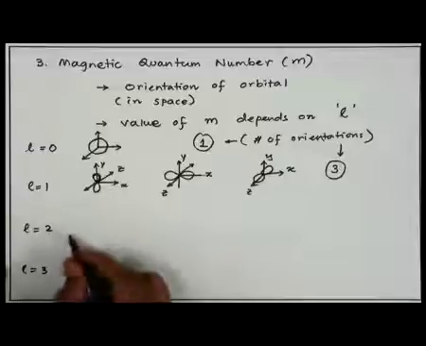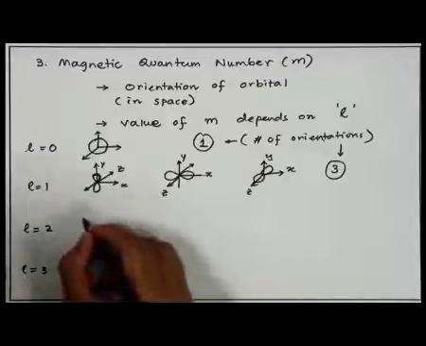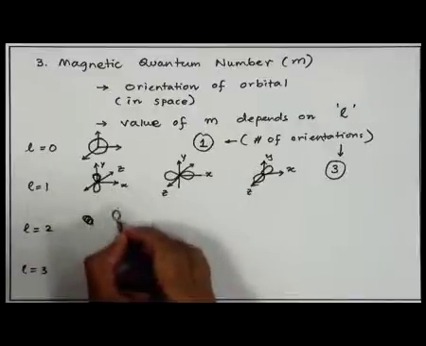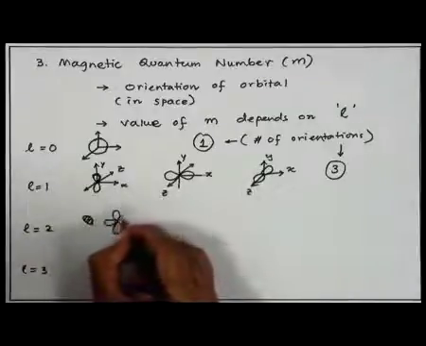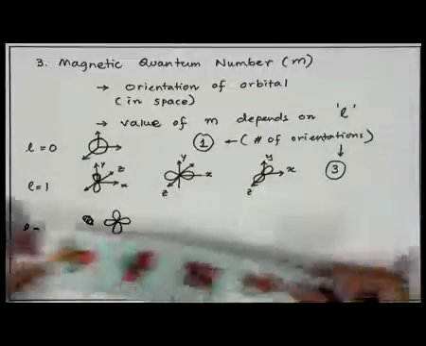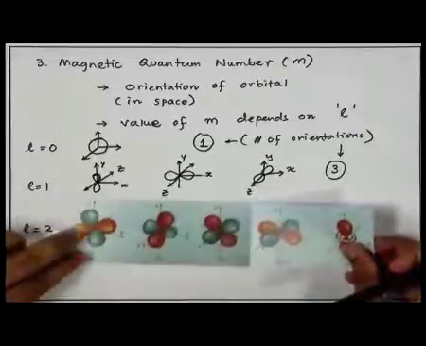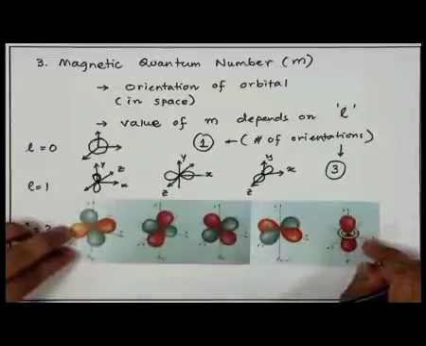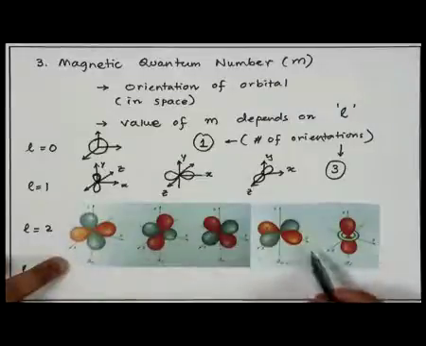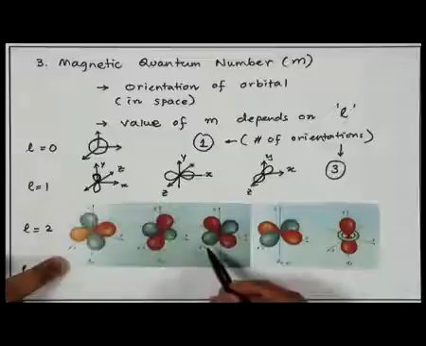Now, similarly, the d orbital actually has a double dumbbell shape. It has two different dumbbells, and I can reorient it in 5 different ways. I am not trying to draw that. These are 5 different orientations that these d orbitals can show.